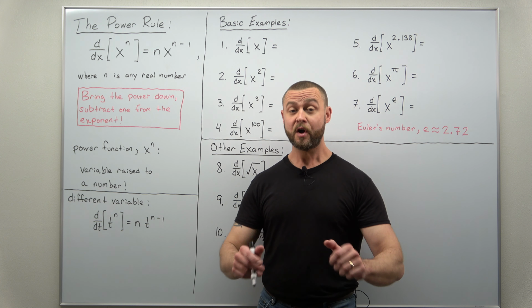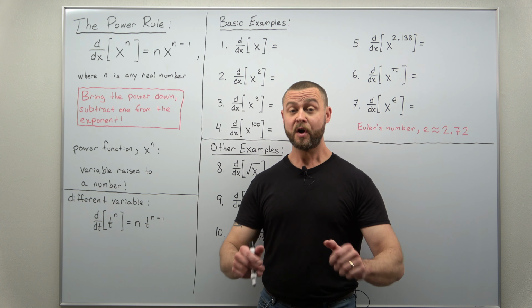And we're going to subtract 1 from the exponent. I'm not really good with basic arithmetic, but if you take 2.138 and subtract 1, you'll get 1.138. And there we go. The power rule still applies when your power is maybe some decimal value.